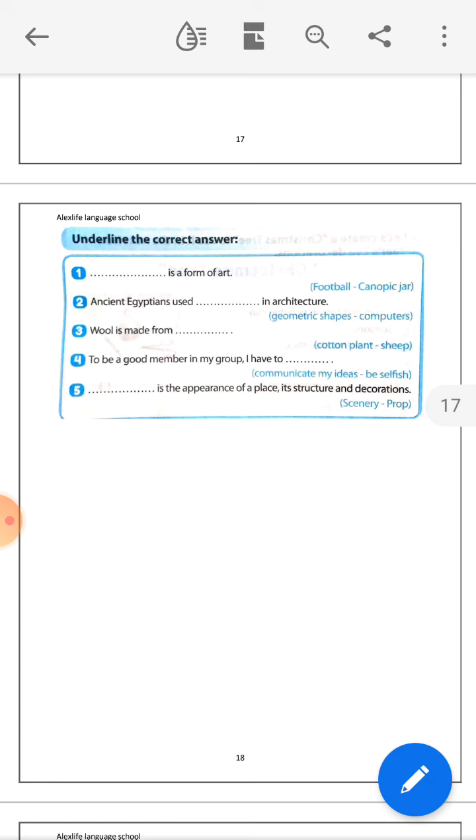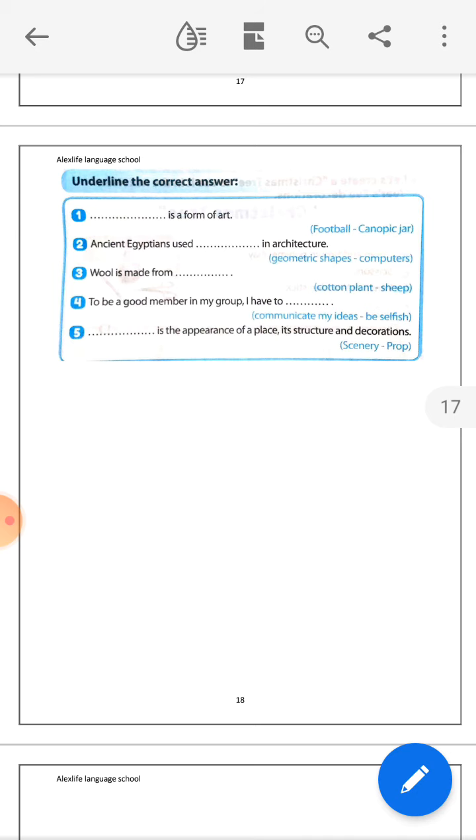To be a good member in my group, I have to communicate my ideas or be selfish? For sure, communicate my ideas. Interior design is the appearance of a place, its structure and decoration.